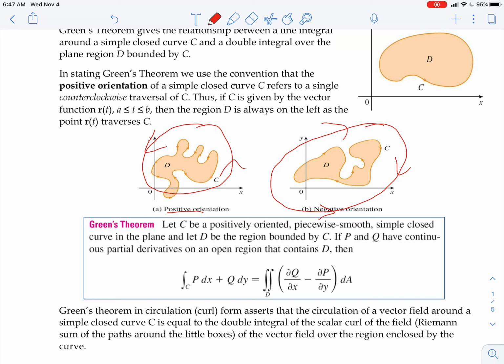All right? And if we are going in a negative orientation, I put the wrong arrow there, then we'll just have to change that and make sure that we go positive, and there'll be an example of how or when that occurs.